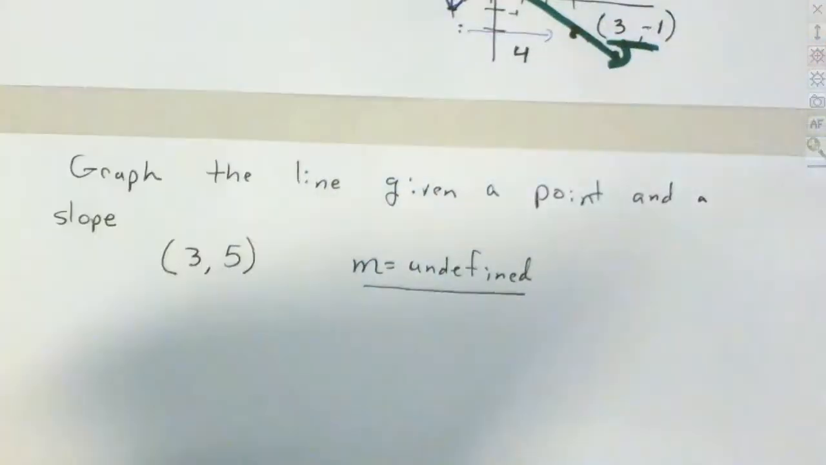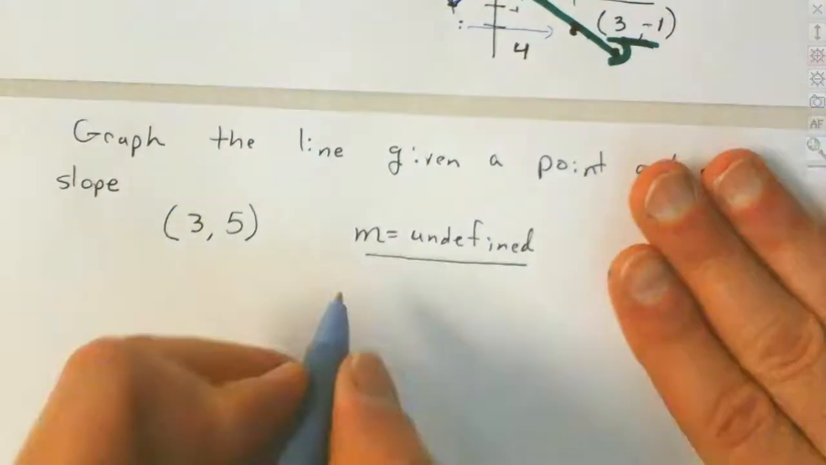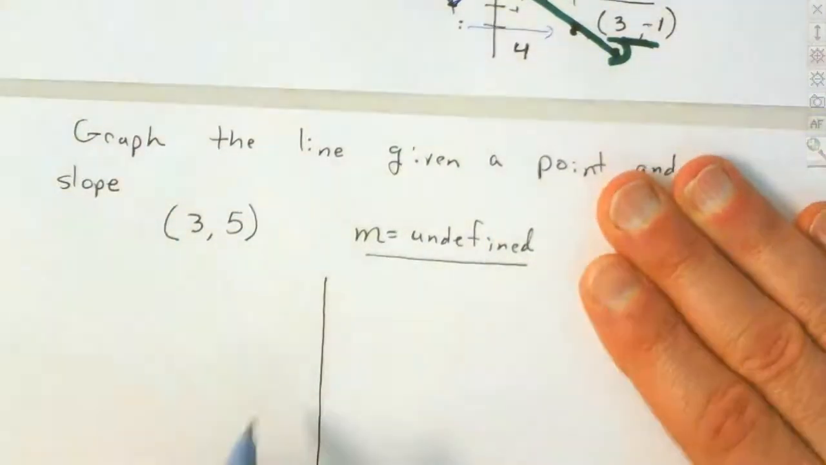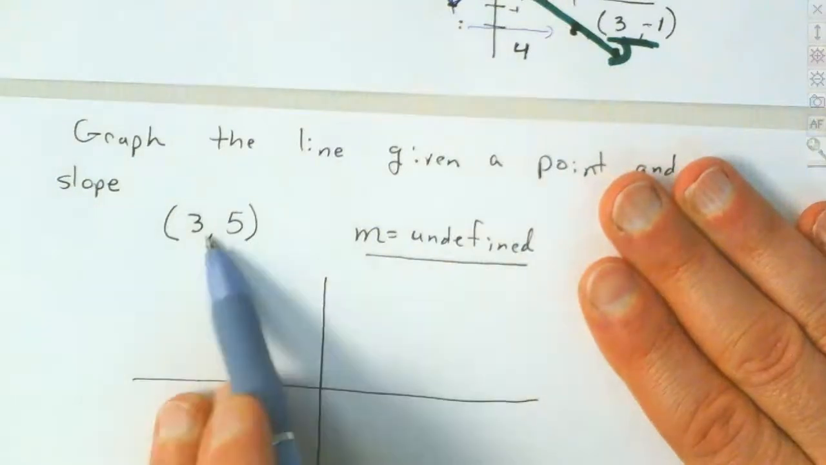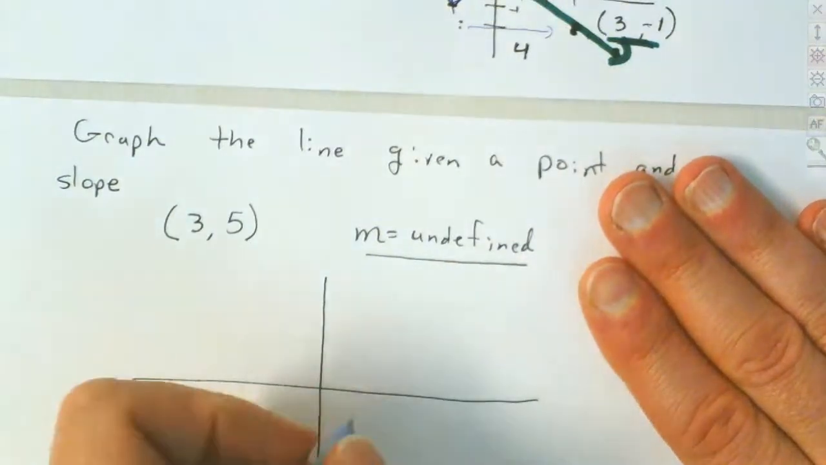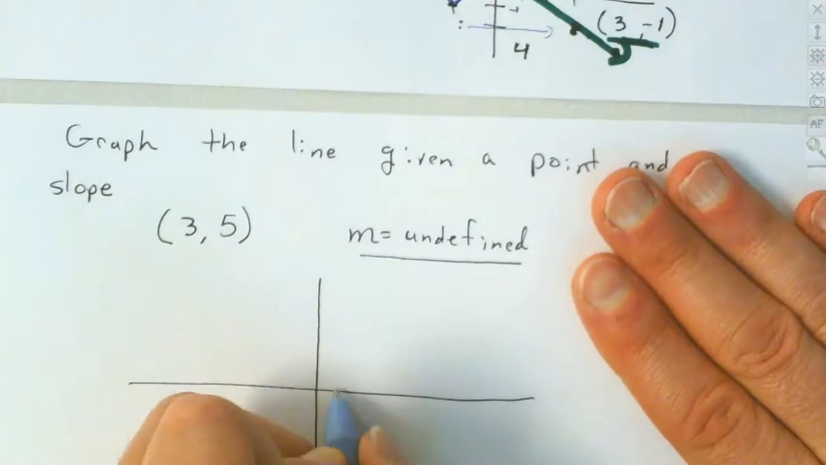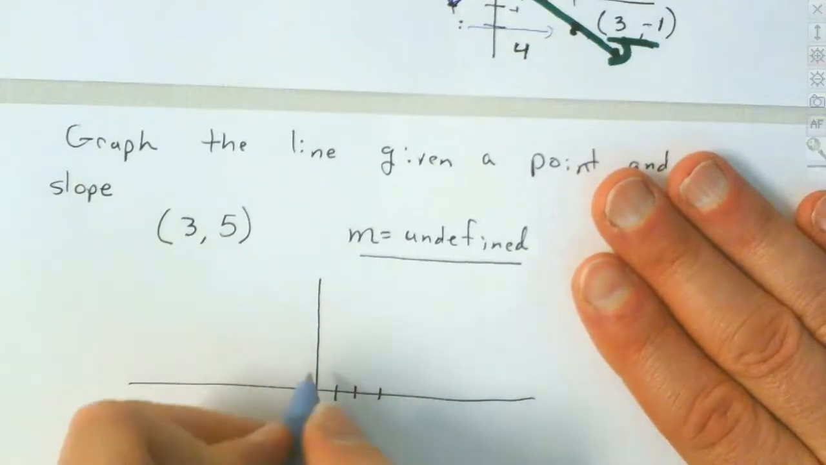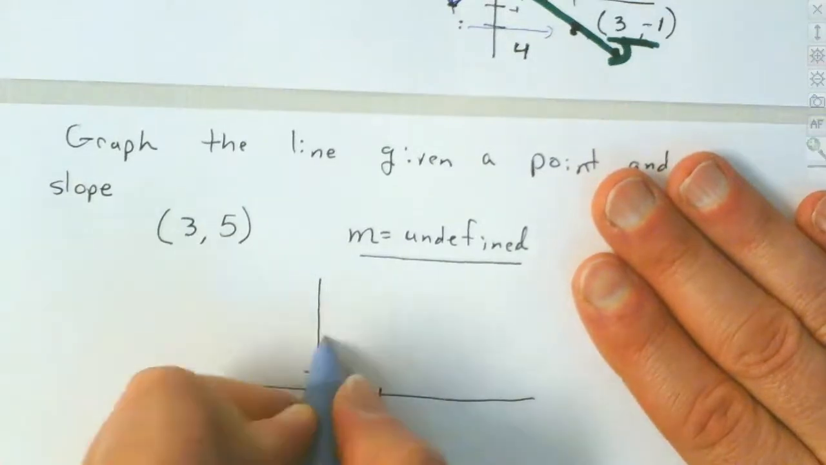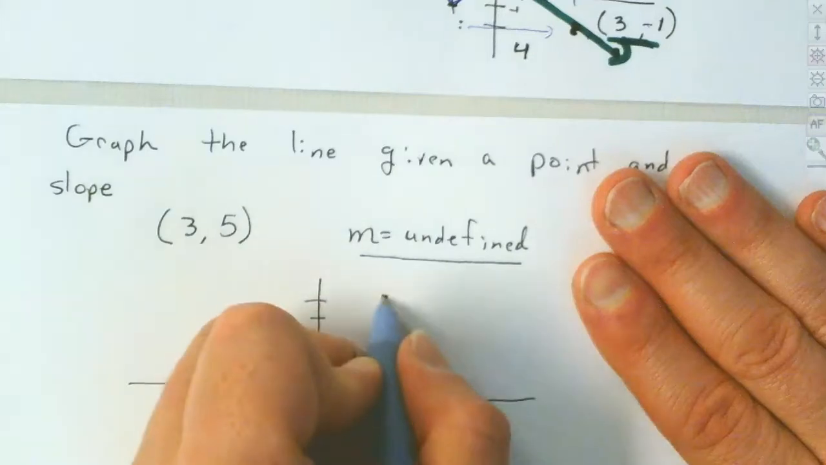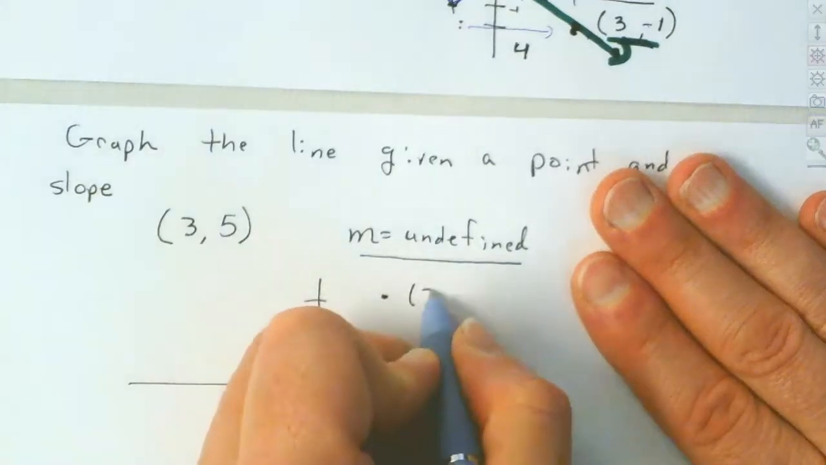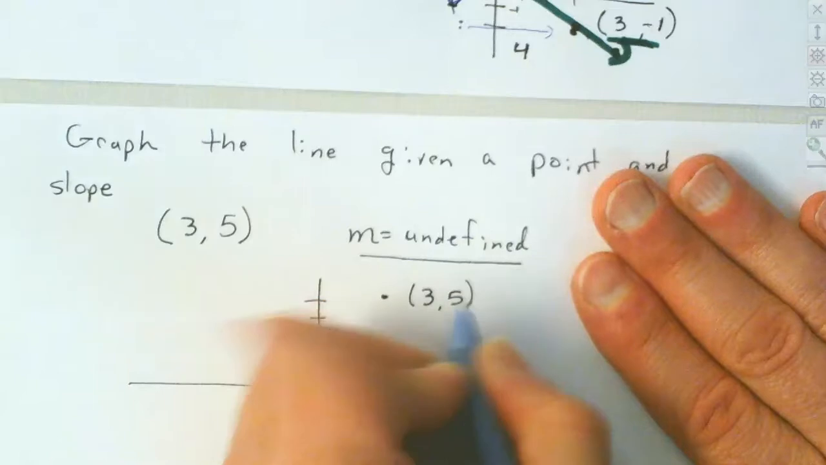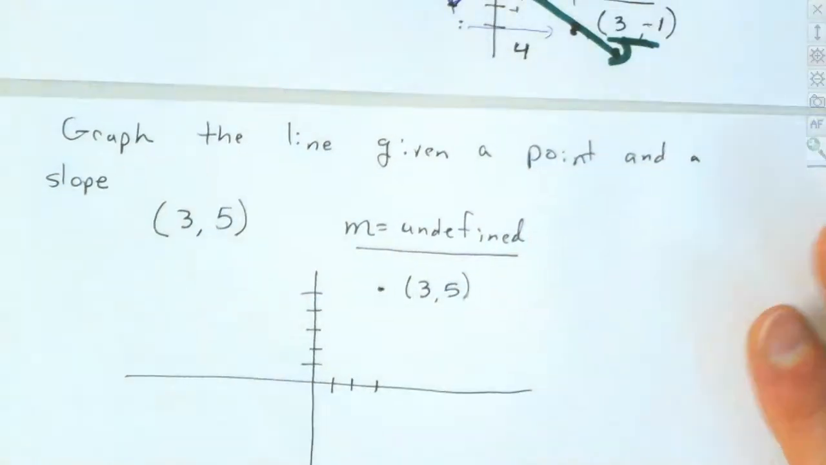Well, the first thing we do, no matter what, is we plot our points. So we're at 3, 5. So that is over 3 and up 5. 3, 4, 5. Now, we don't have to do another point. Why not? Okay, what do we know about an undefined slope?